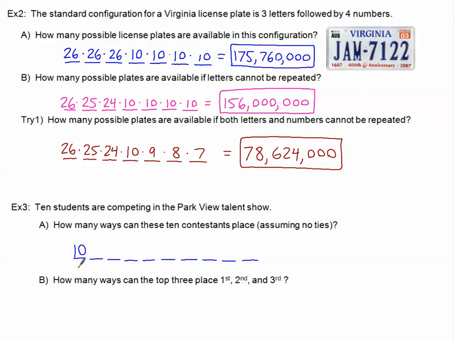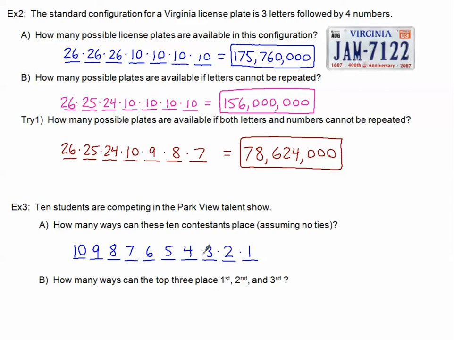But once you've picked first place, how many ways can you pick second place? Well, there's only 9 contestants left. One of them will win second place. And then there's only 8 contestants left. And then only 7. And then there's only 6. And then there's only 5. And then there's only 4. And then there are only 3. And then there are only 2 contestants left. And the last event, which is picking the person who comes in last, well, once you've placed the first 9 people, there's only 1 person left.